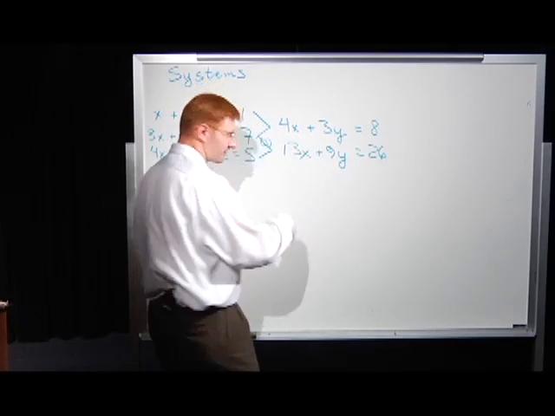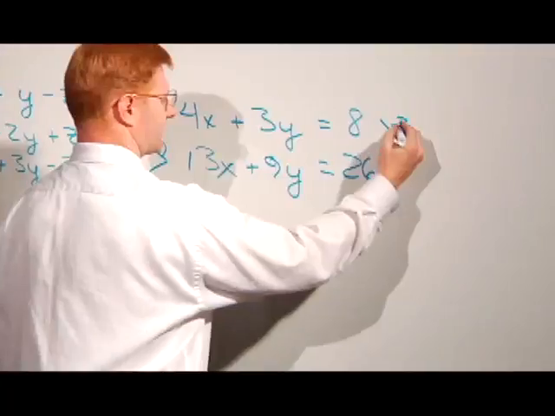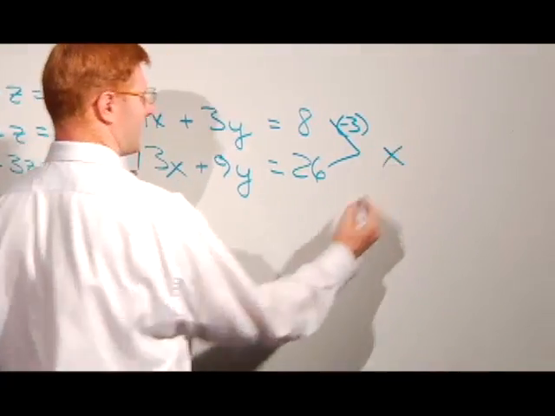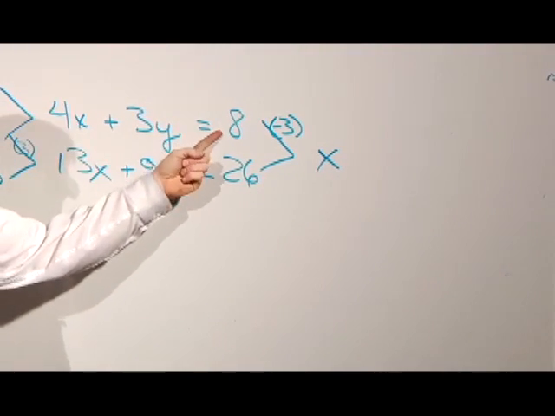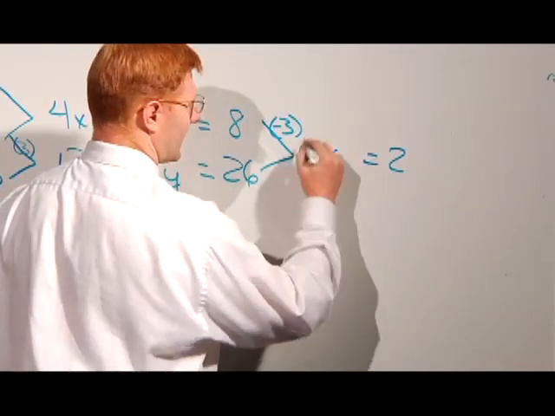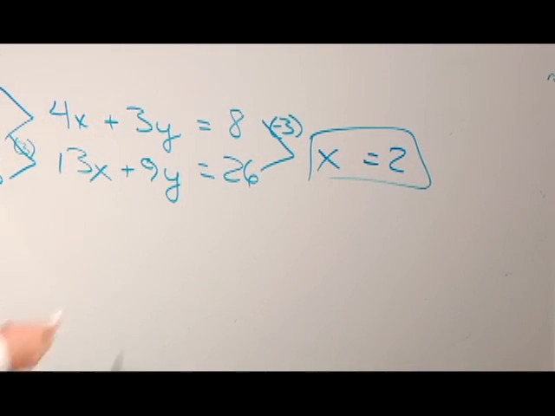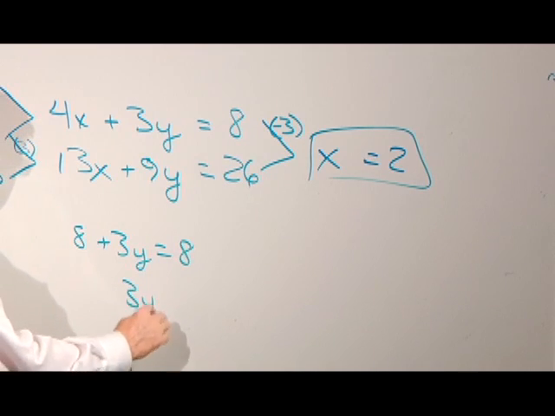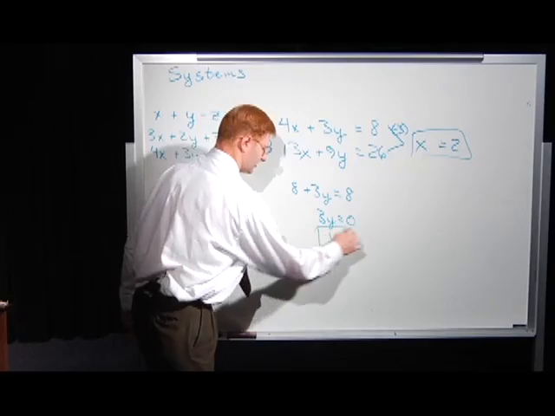Let's get rid of a variable. Multiply this by -3, and that'll get rid of the y's. This is -12 plus 13, that's x. -9 plus 9, gone. -24 plus 26 is 2. X equals 2. So we've solved it. Now we just come back and find the point. Stick a 2 in here, and we have 4 times 2. Subtract, 3y equals 0, y equals 0. So now we have 2 of them.